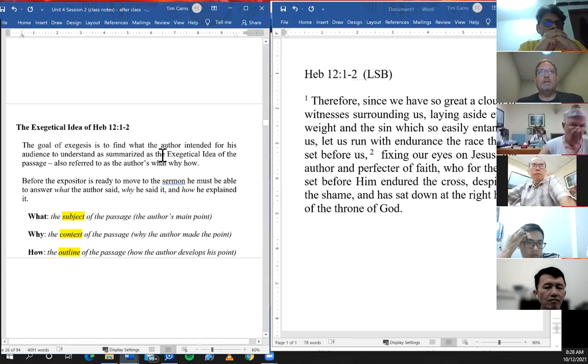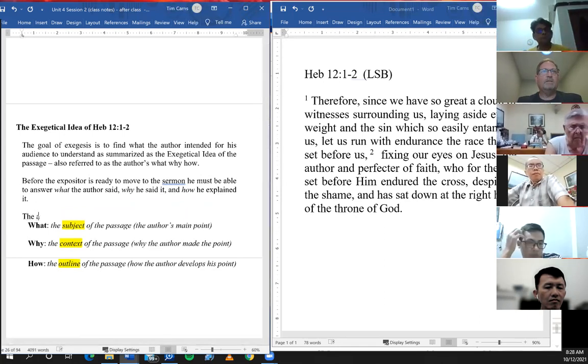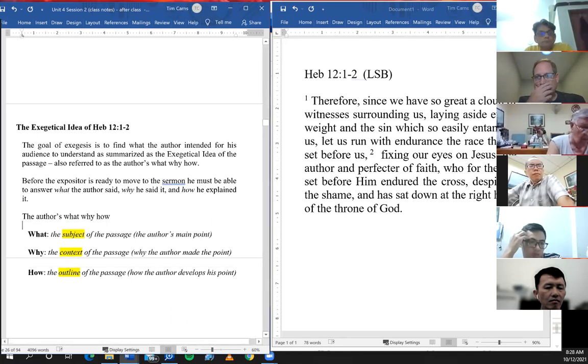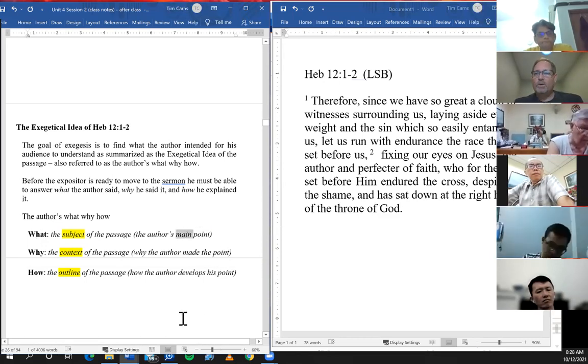So the exegetical idea we could represent by what we would call the author's what, why, and how. That is, in the passage, what is the subject of the passage? That's the author's main point. What is the context of the passage? That's why the author gives that main point. And then what is the outline of the passage? That's how he develops his point.